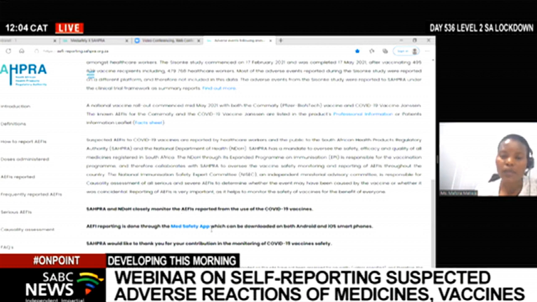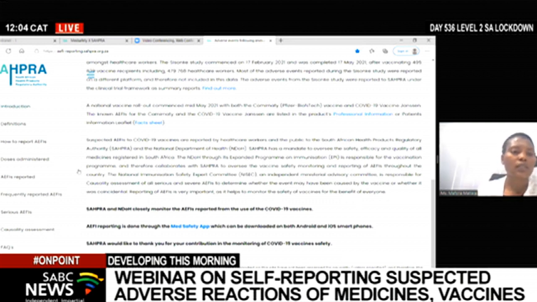And we also have a link to the MedSafety app. If you press on it here, it will take you to the MedSafety app. And below that, we also have a disclaimer at the bottom to indicate that the information on this site is not causality assessed unless otherwise specified.